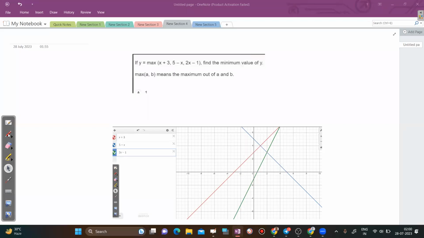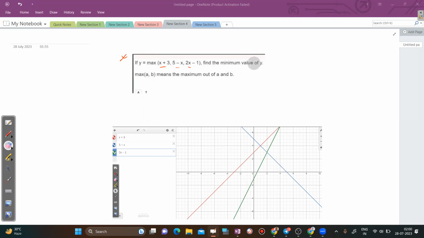Hello everyone, in this video we'll be dealing with such questions. Okay, the question is: if y equals max of {x + 3, 5 - x, 2x - 1}, then find the minimum value of y. I have plotted the graph on a graphing site. Although you can do it on your own, for the explanation part I have taken the exact precise graph.